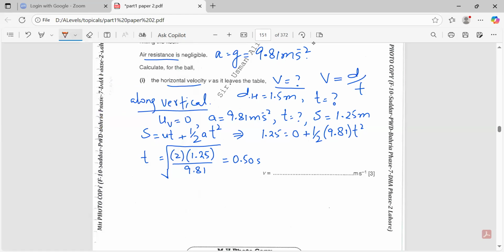So see how this will work. We know speed is equal to distance over time. To find the horizontal velocity, the horizontal distance given to us is 1.5 meters and the time is 0.5 seconds. So 1.5 divided by 0.5 will give us 2.97 meter per second. Actually, this time is 0.5048 seconds, so I have just rounded it off.